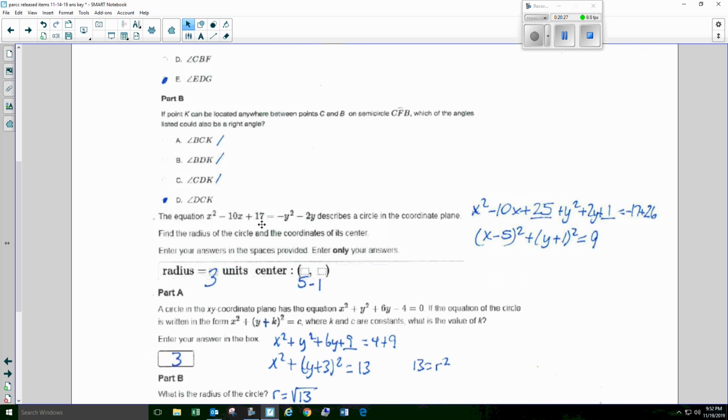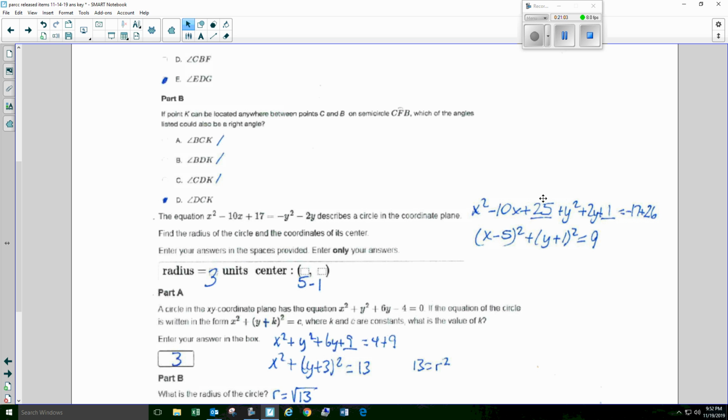All right, here we got equations of circles again. Okay, find the radius and the center for part A. So again, we get the x's and the y's to one side, the constants to the other. Put the x's together, plus blank, y's together, plus blank. Half of b is -5, squared is +25. Half of 2 is 1, squared is 1. So we really added 26 to the left side, so we have to add 26 to the right side. 26 minus 17 is 9. So remember, that's r squared, so it tells me the radius is 3.